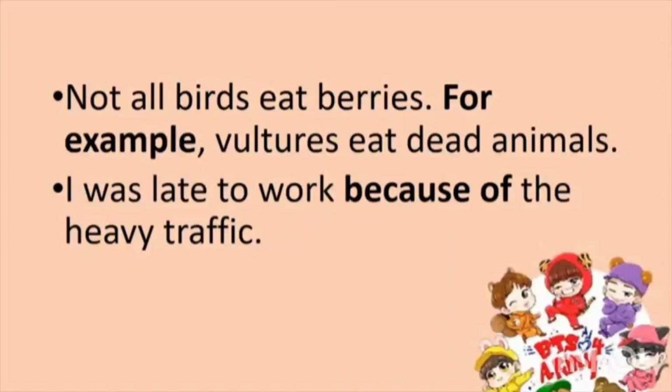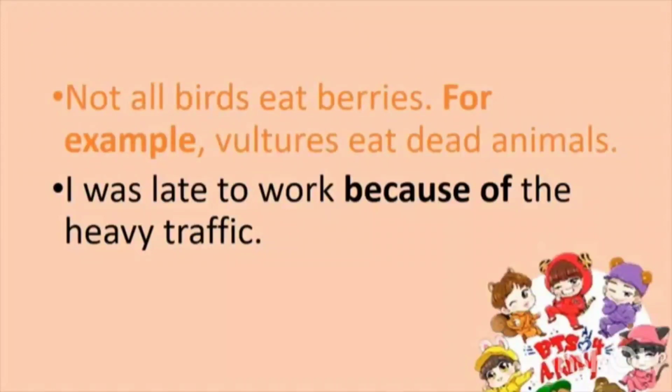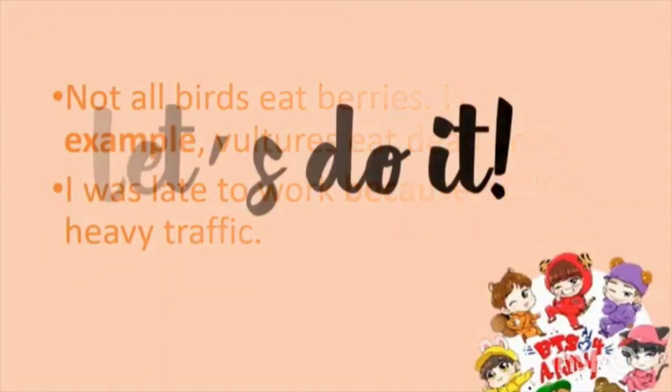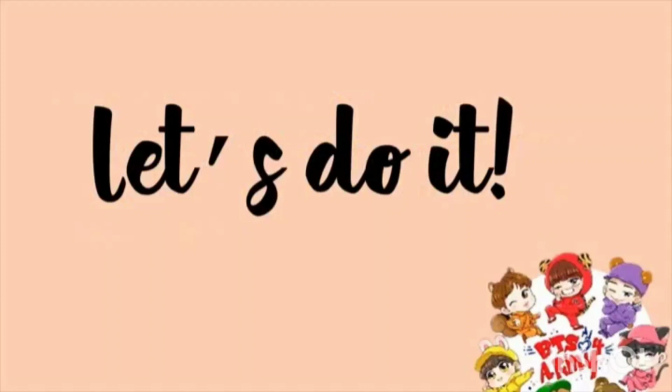Last sentence. I was late to work because of the heavy traffic. In this sentence, what transition signal or connector is used? Correct. Because of. Because of is a transition signal that indicates cause. I think you are all ready. Let's do it!